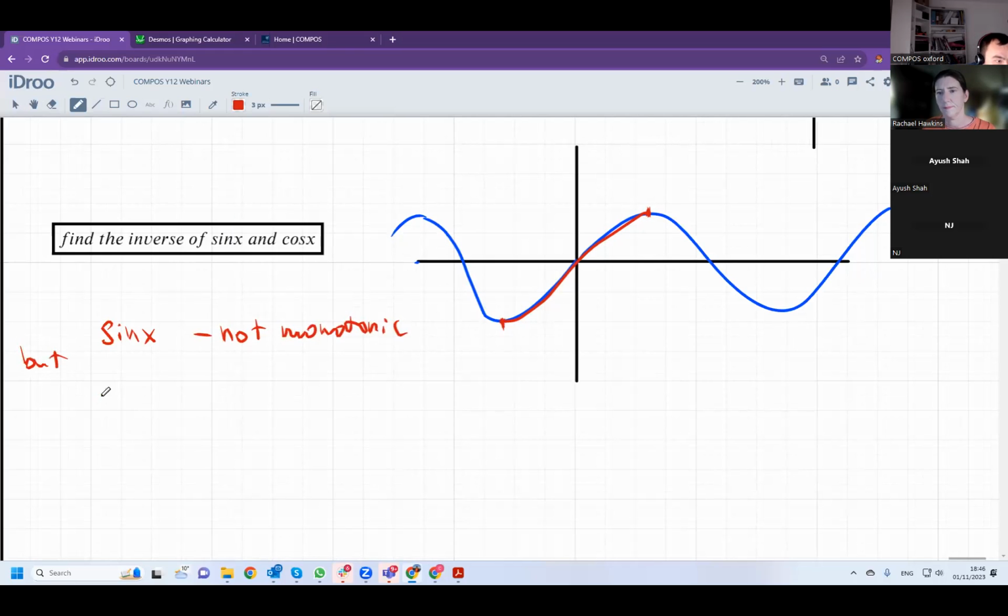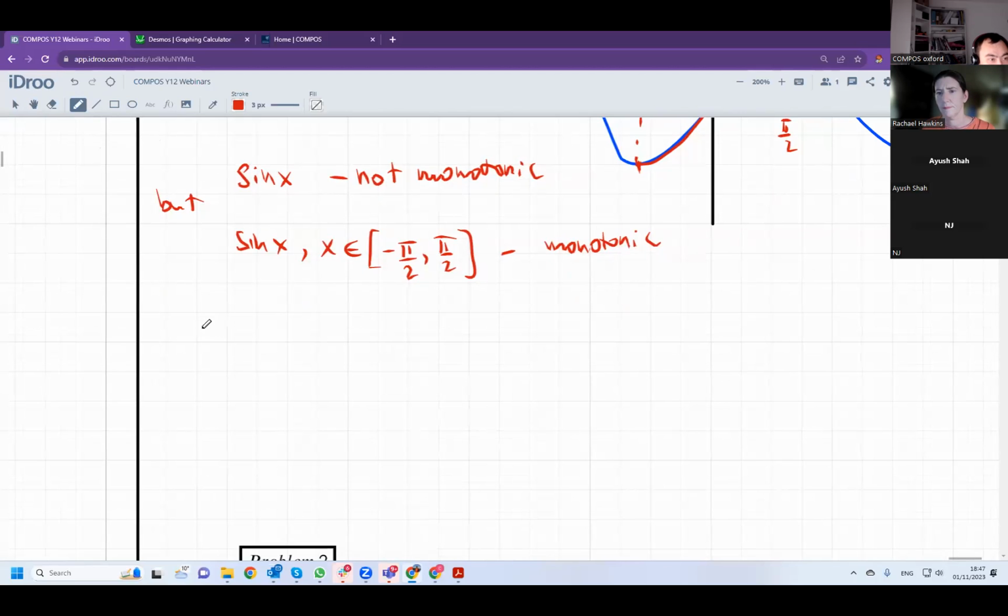So sine x is not monotonic. But sine x, where x belongs to the interval from minus pi over 2 to pi over 2, is monotonic. So it has an inverse. If f of x is this, the inverse function is arc sine x, also known as sin minus 1 x.